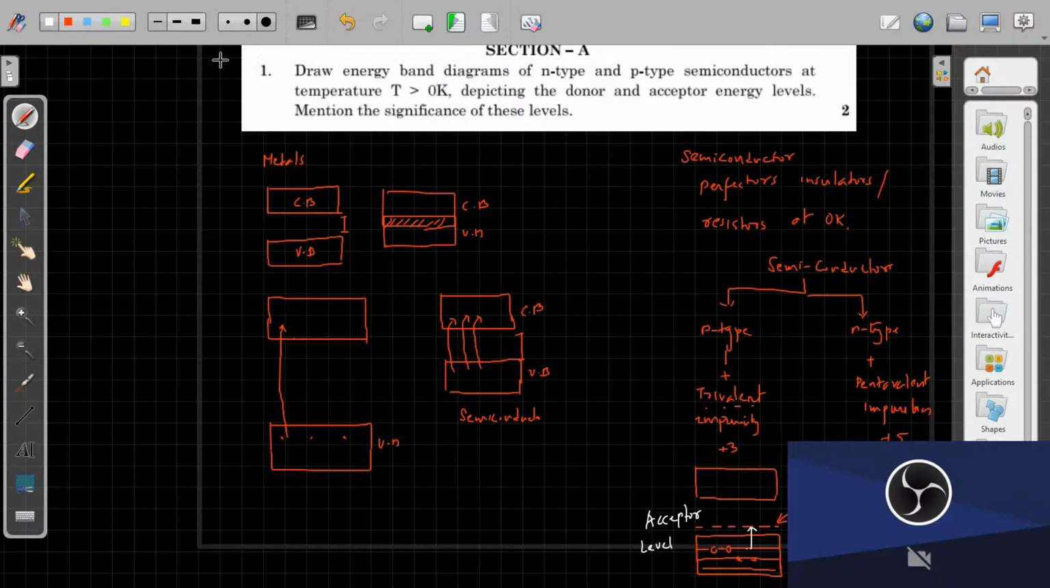So this is the diagram which you need to draw, the energy band diagram for n-type and p-type. The p-type is done. Now let us do the n-type. For n-type, again there will be a conduction band and a valence band. Now in this case, the conduction band is completely empty. One or two electrons may be present there.